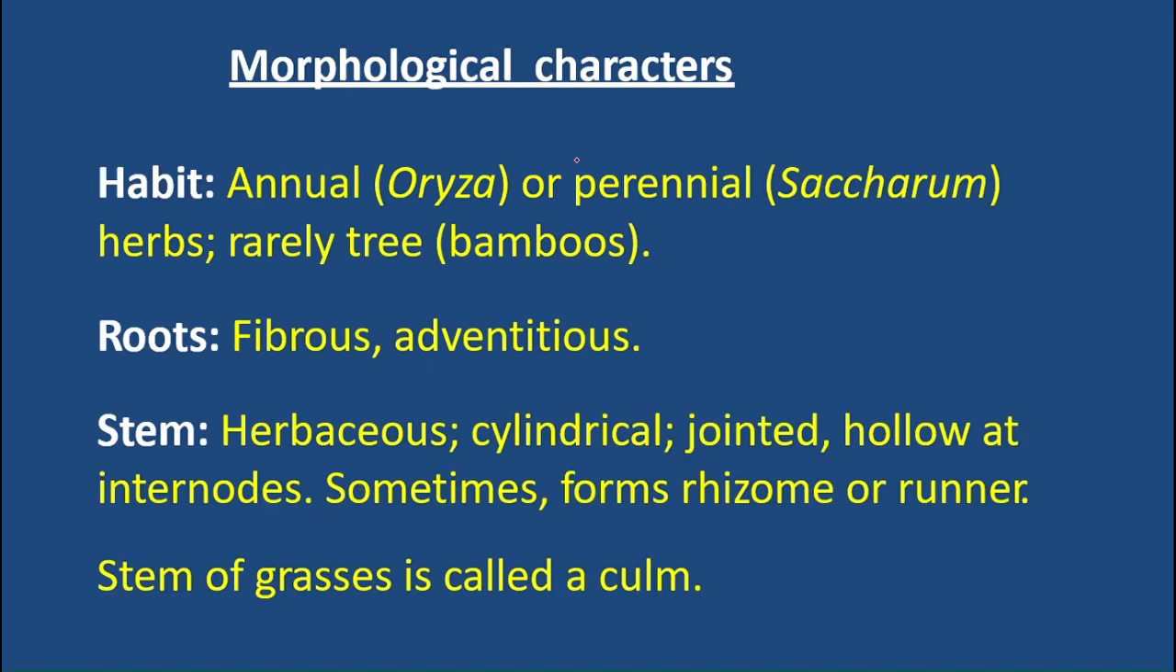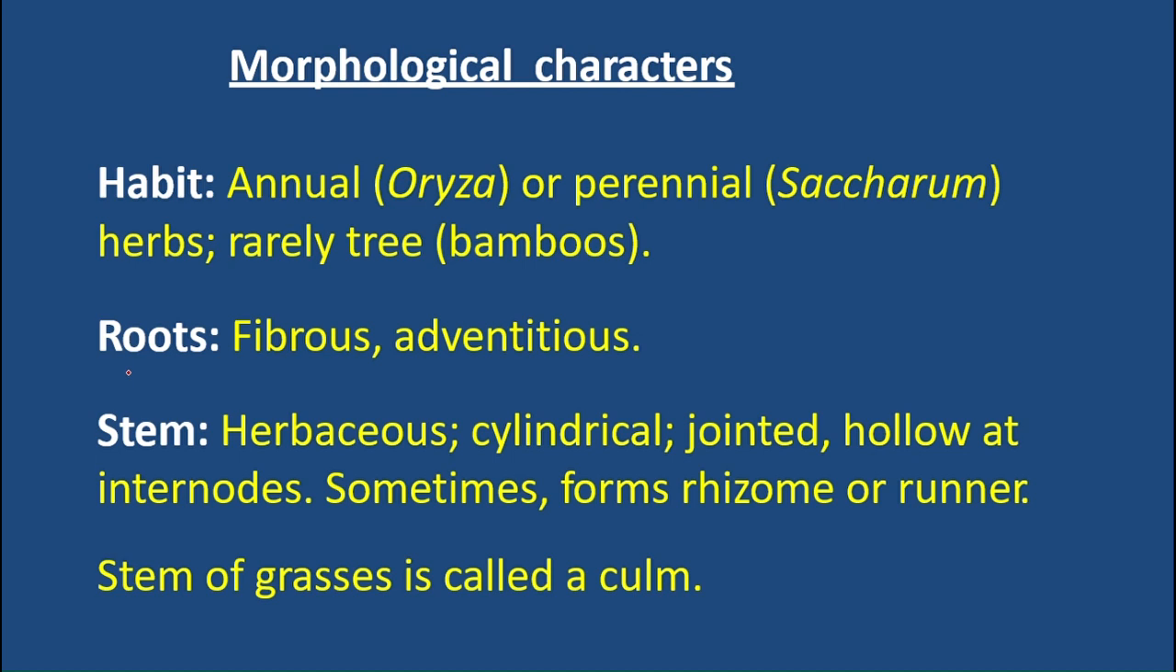First, we are going to discuss general characters. General characters mean the morphological characters of the Poaceae family. Mostly these plant species are annuals. What is the meaning of annuals? They can complete the life cycle in one season or one year. Example, Oryza. Some plant species can grow for several years, called perennials. Example, Saccharum, sugarcane. Some plant species grow in the form of small plants called herbs, rarely trees. Example, bamboos.